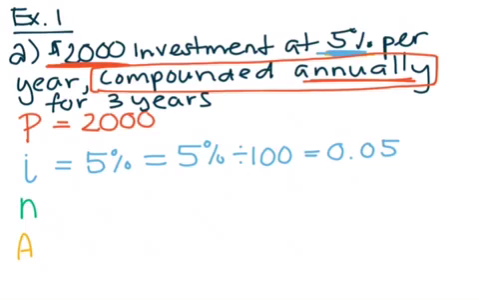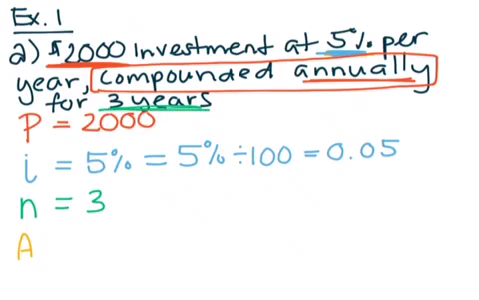Okay, so we're just reading the question again. $2,000 investment at 5% per year compounded annually for 3 years. So this must be our number of periods. Here we go, for 3 years. So I'm going to write the number 3.